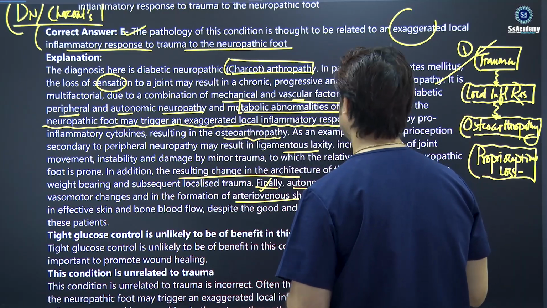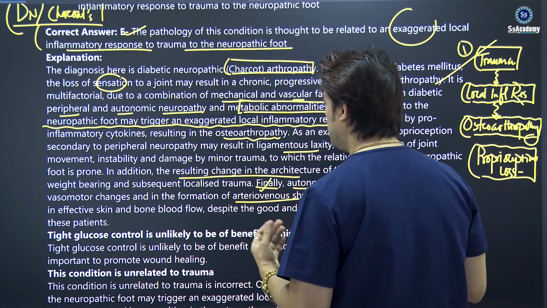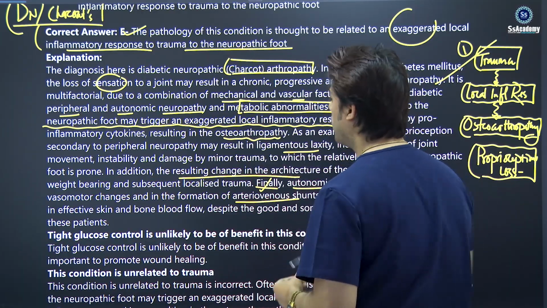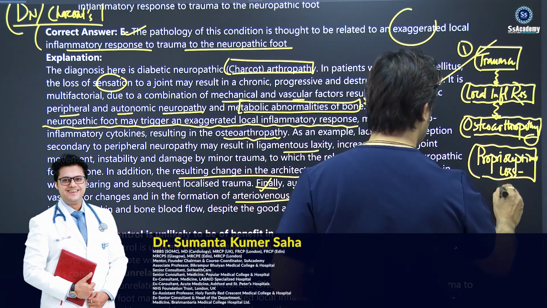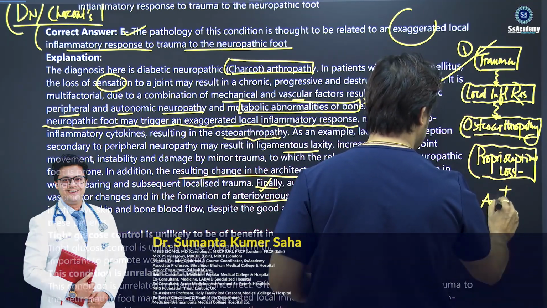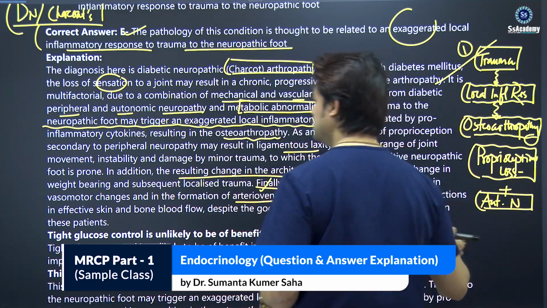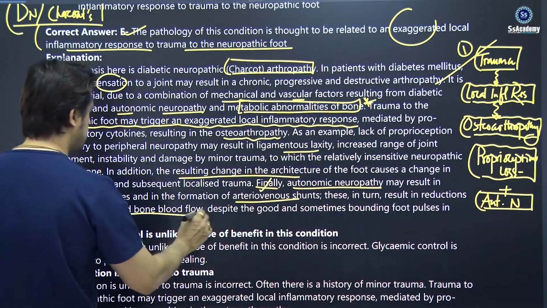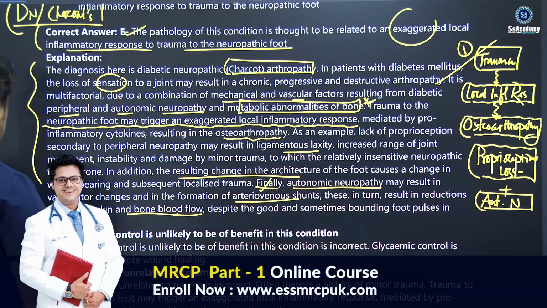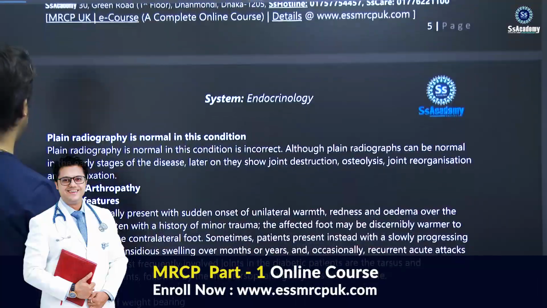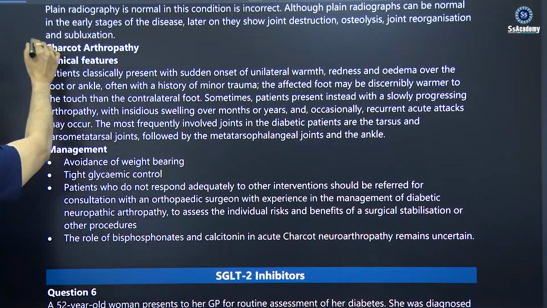In addition, the resulting changes in the architecture of the foot cause changes in weight bearing and subsequent localized trauma. Finally, the autonomic neuropathy, so just write it down a few times, results in reduction in effective skin and bone blood flow, despite the good pulses. So this is all about Charcot's joints. So Charcot's joint is important.